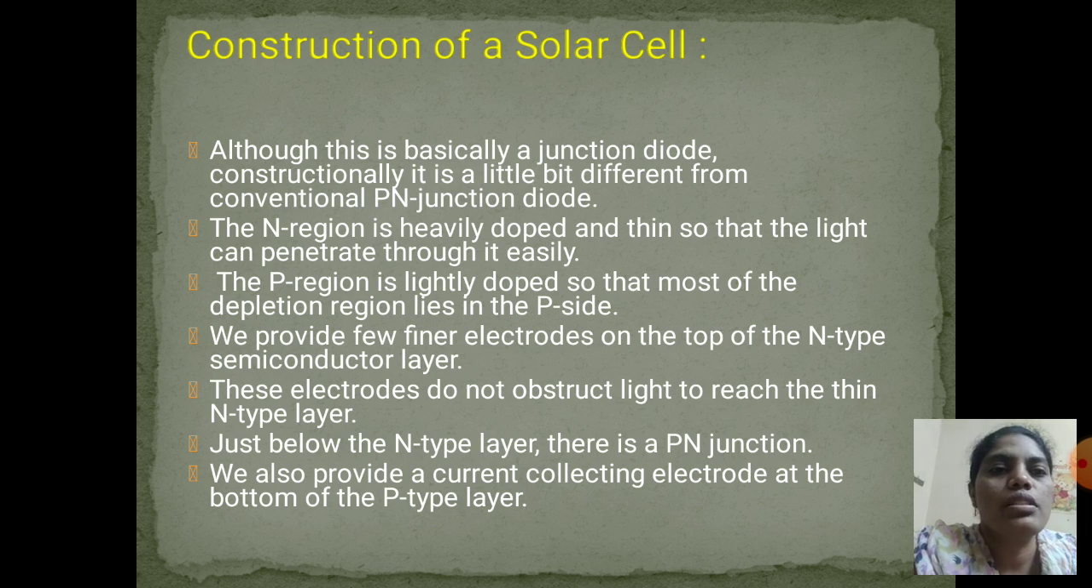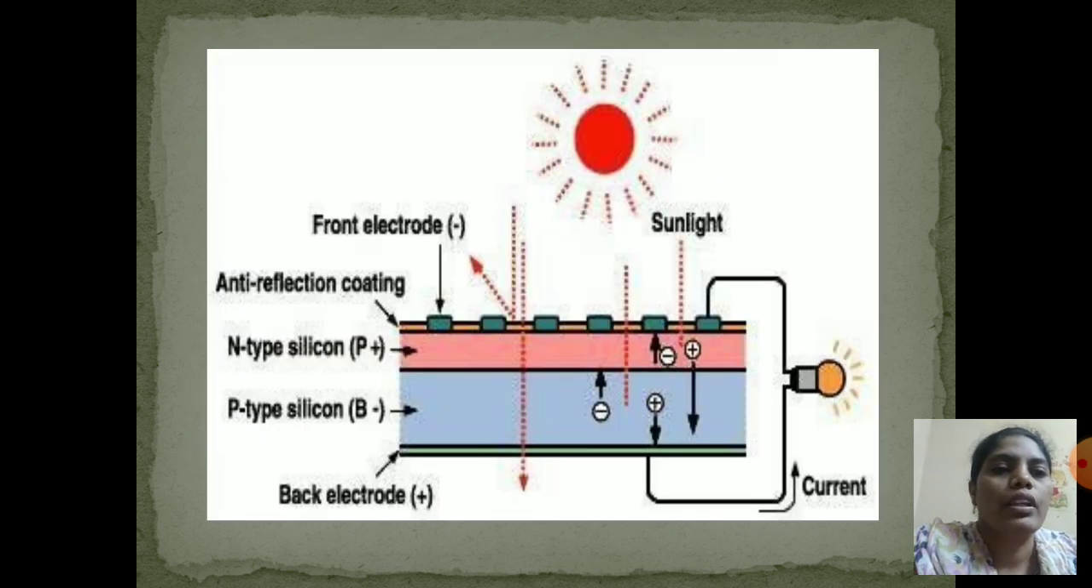of the electrodes on the top of the N region, these electrodes do not obstruct light to reach the thin N-type layer. Just below the n-type layer, there is a p-n junction. We also provide a current collecting electrode at the bottom of the p-type layer. So here we can see the construction.